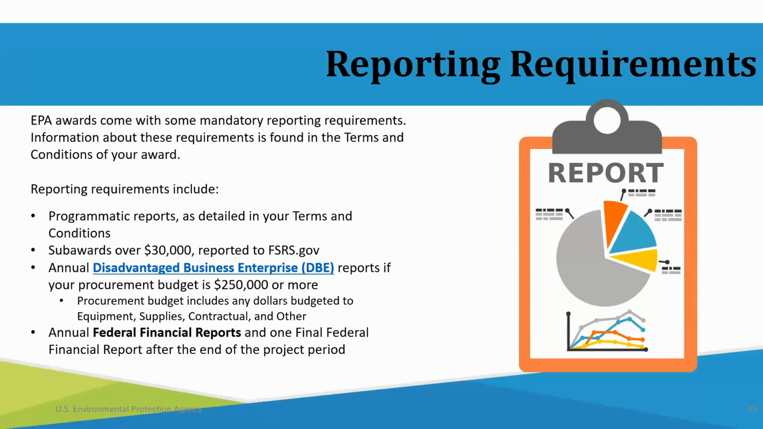There will be reporting requirements associated with the award. They will be administrative reports, programmatic reports. The exact types will be listed in the terms and conditions. I'll just run through a few of them here. Any subawards over $30,000 need to be reported on the website fsrs.gov. That's sometimes called FSRS FFATA. If the procurement budget is over $250,000, you may be required to submit what are called DB reports. That is disadvantaged business enterprise reports. There will be annual federal financial reports and a final federal financial report after the end of the project period.